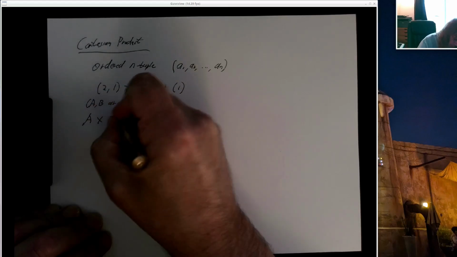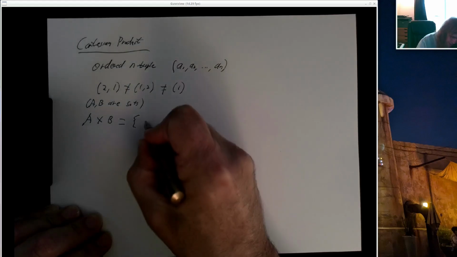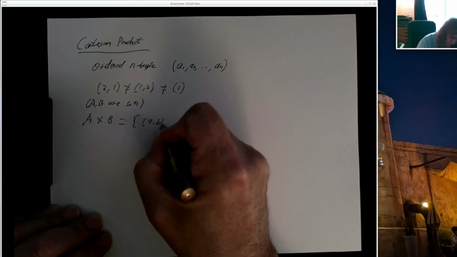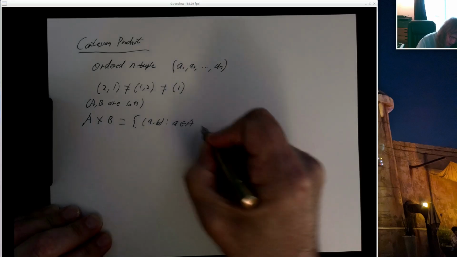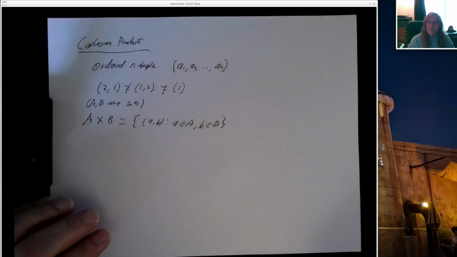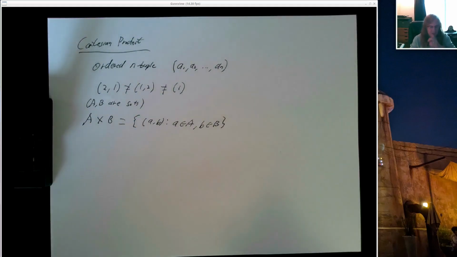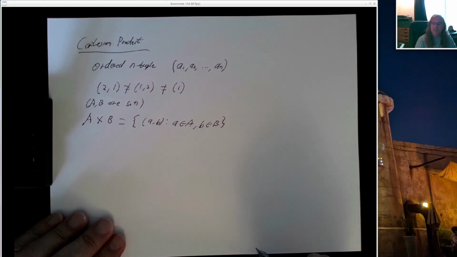And we're supposing that A and B are sets. So A cross B is the set of all tuples (a, b) such that little a comes from set A and little b comes from set B. So it's all the combinations of tuples where the first thing comes from A, second thing from B.